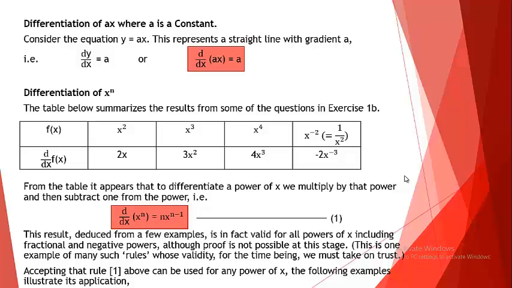Accepting that rule 1 above can be used for any power of x, the following examples illustrate its application. Example: the derivative of x to the power 9 with respect to x equals 9x to the power 8. The derivative of x to the power negative 4 with respect to x gives negative 4 times x to the power negative 4 take away 1, which gives us negative 4x to the power negative 5.